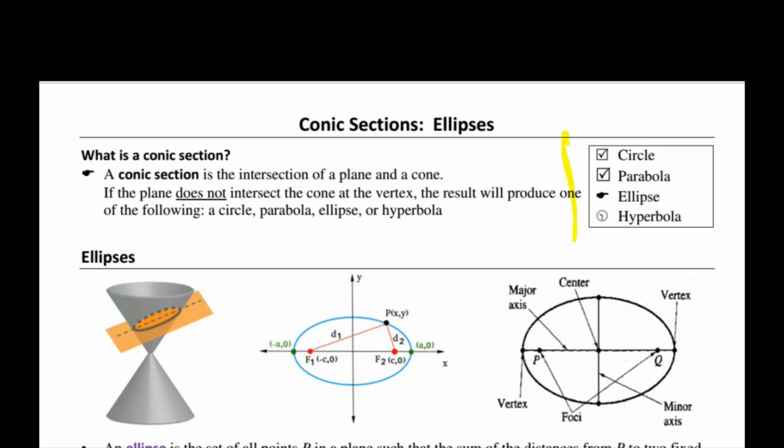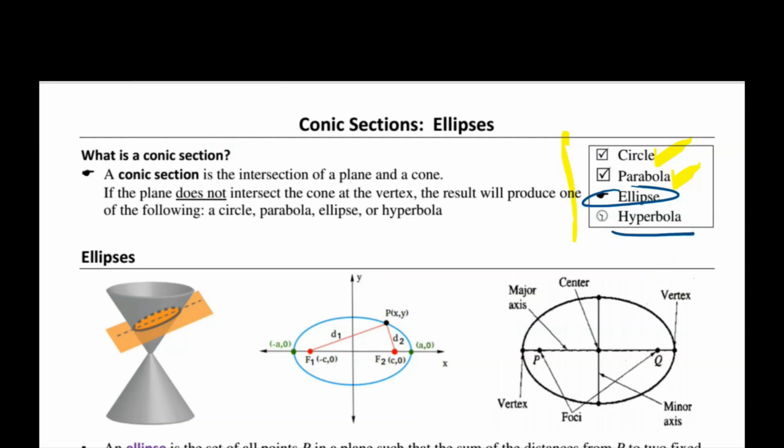So in an earlier video, we talked about circles. We also talked about parabolas. And as you can see right now, we're going to talk about ellipses. For our 4th and final video in this series, we will tackle hyperbolas. So ellipse, what is that?